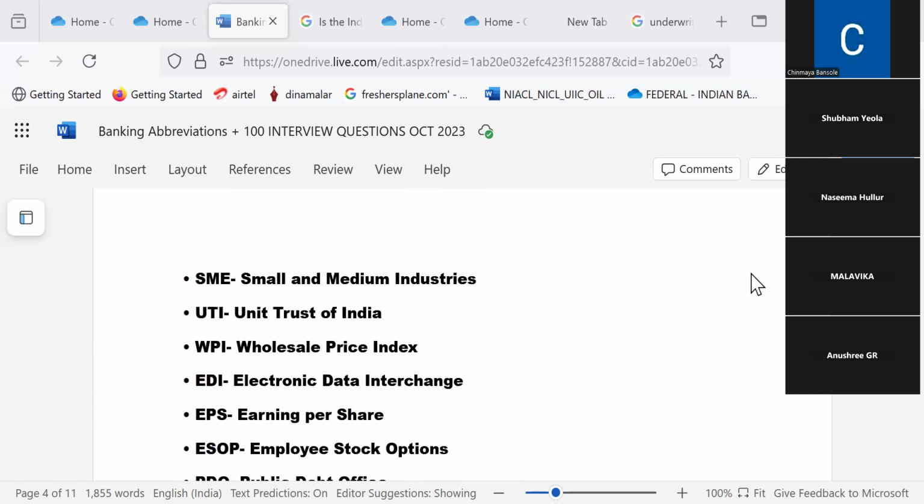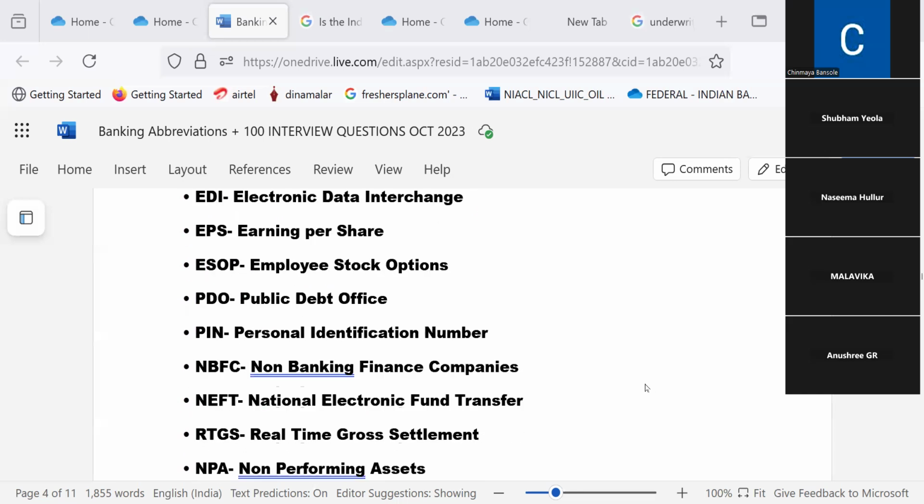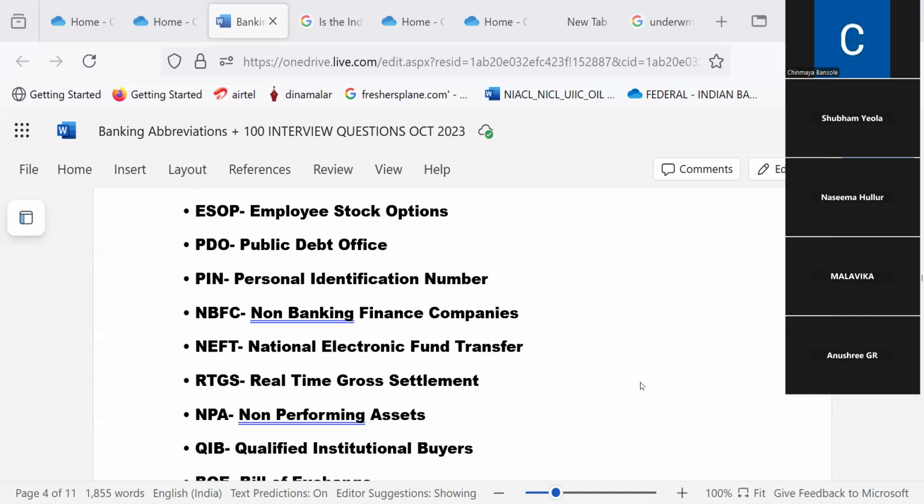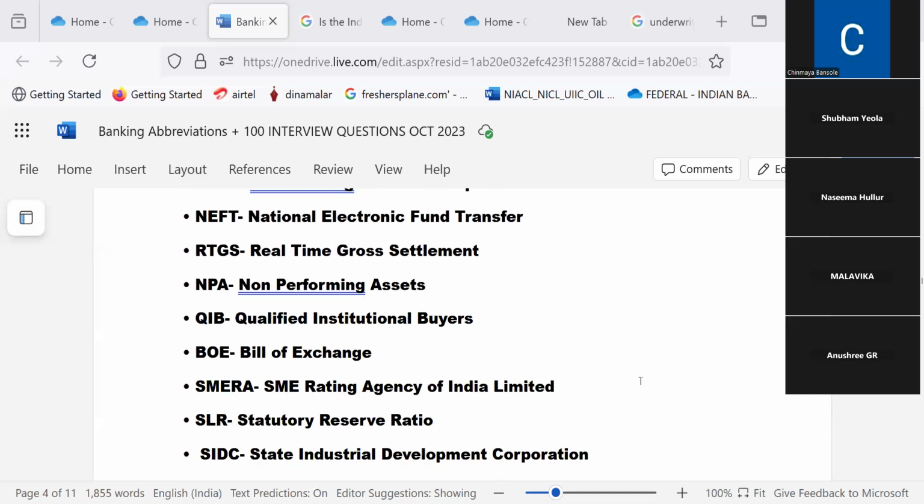SME, Small and Medium Enterprises. UTI, Unit Trust of India. WPI, Wholesale Price Index. EDI is Electronic Data Interchange. EPS is Earnings Per Share. ESOP is Employee Stock Option, actually Employee Stock Option Program. PDO is Public Debt Office. PIN is Personal Identification Number. NBFC is Non-Banking Financial Companies. NEFT is National Electronic Fund Transfer. RTGS is Real Time Gross Settlement. NPA is Non-Performing Assets. QIB is Qualified Institutional Buyers. BOE is Bill of Exchange.